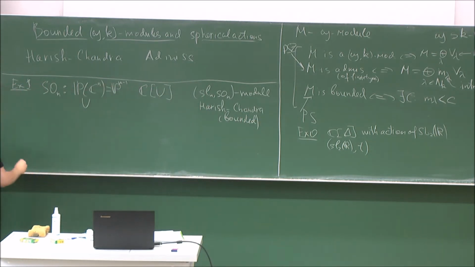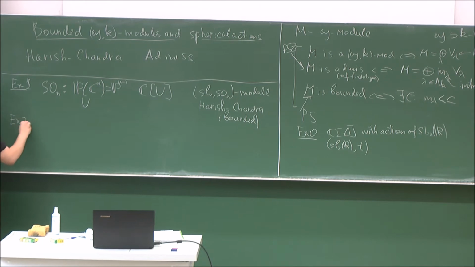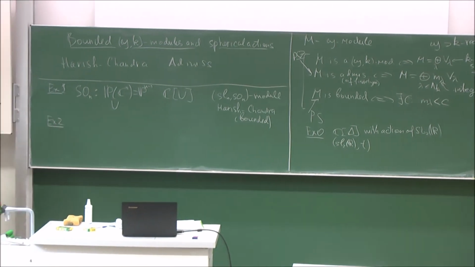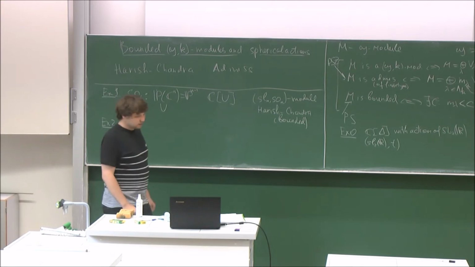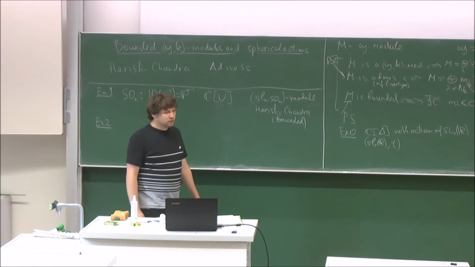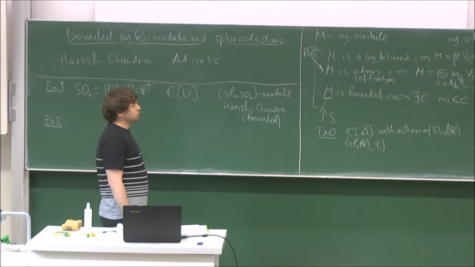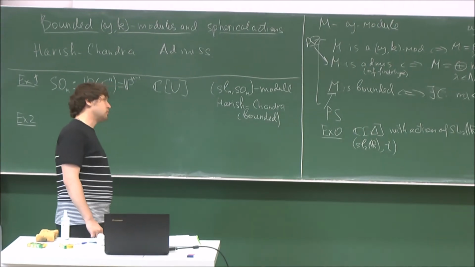And a kind of non-complete example number 2 is that there are several symmetric pairs of Lie algebras such that any simple model for this symmetric pair would be a bounded model.